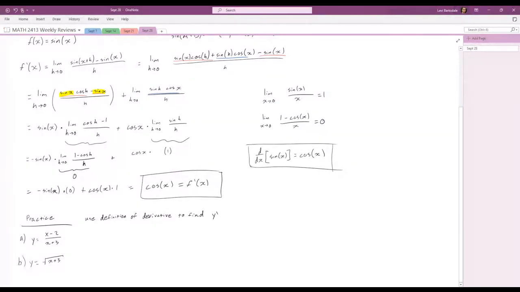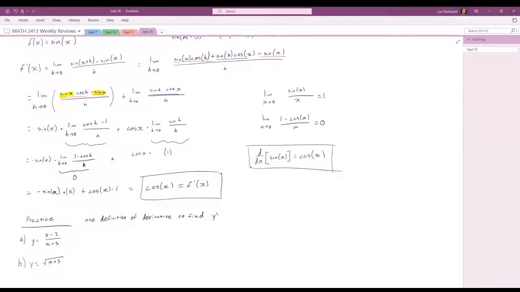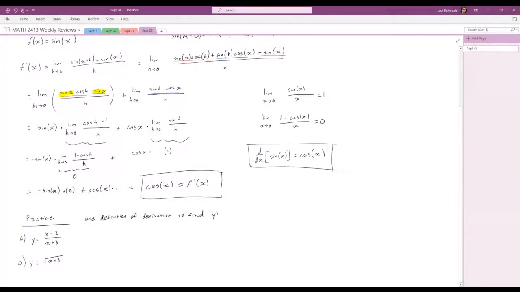All right, and I'll give you a couple of minutes to work on these two practice problems. They do involve a lot of algebra, I'm sorry, but I think you'll end up running into problems like these, so good luck.